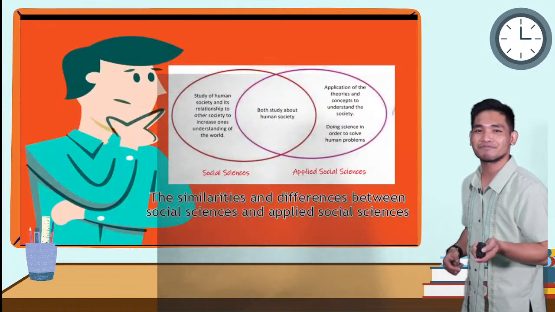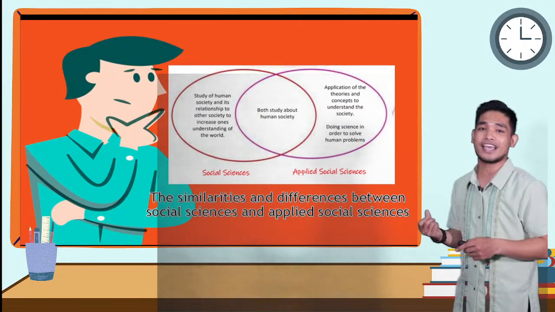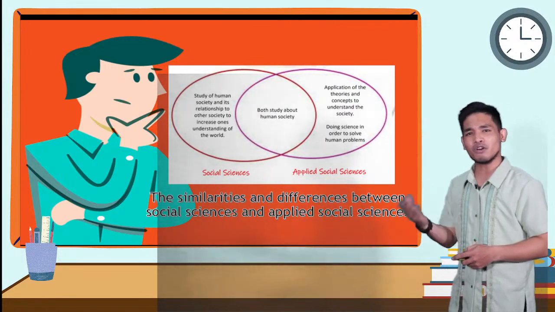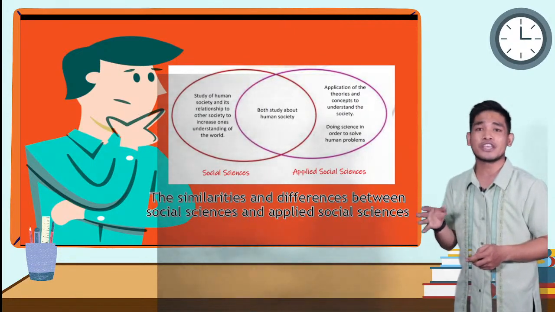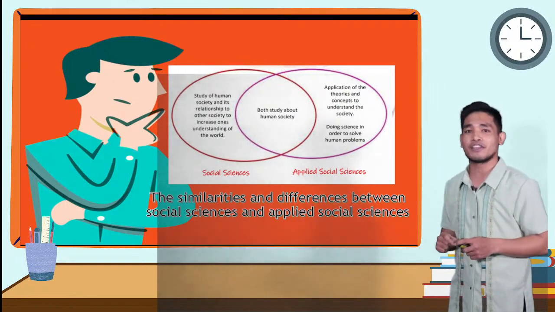All right. So let's talk about the similarities and differences between social sciences and applied social sciences. In social sciences, we have the study of human society and its relationship to other societies to increase one's understanding of the world.